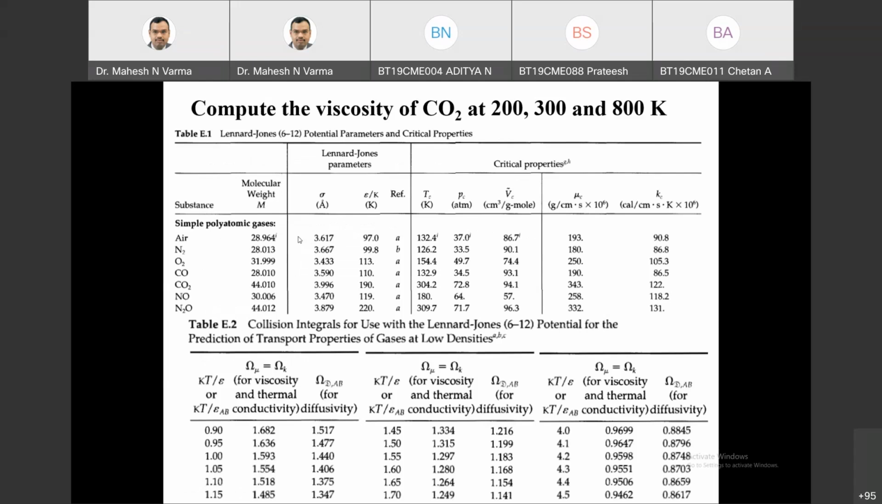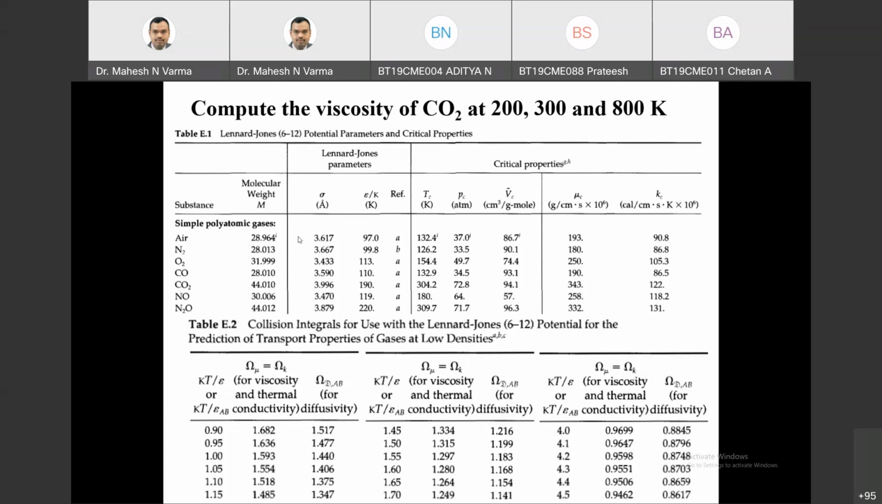Roll number 26, Vijay Babu. Roll number 26, Vijay Babu. Roll number 43, Akash.